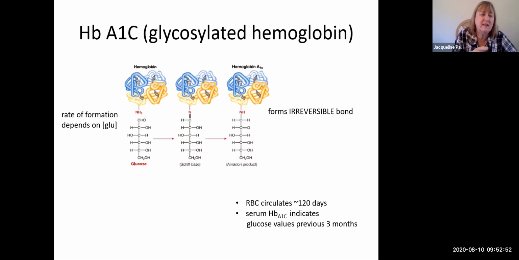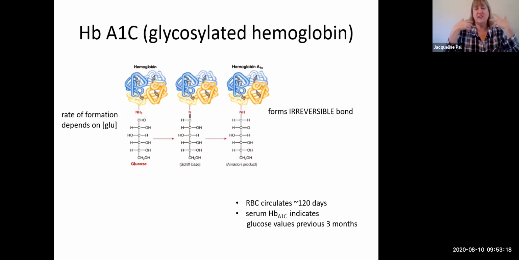So this was a great discovery. What we discovered is glucose actually attaches to hemoglobin, and that's what's called glycosylated. And the rate of this depends on the concentration of glucose in the blood. So the lower, more normal the glucose levels, there's not very much glycosylated hemoglobin.